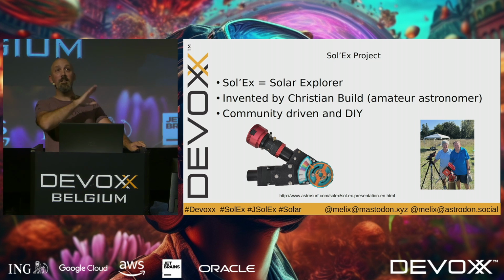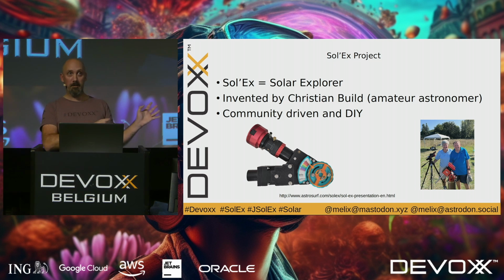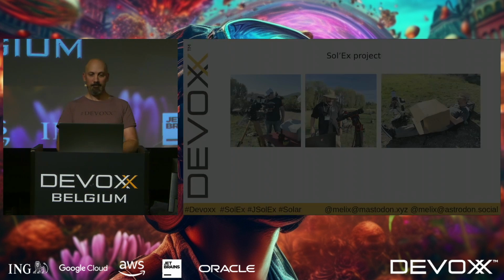I'm not saying that it is cheap. For the complete package, you would get around 1,000 euros, right? But it is much less expensive than anything else you would find in the traditional astronomic world. There's a link to the project there. I will post the slides, obviously, so don't hesitate to take a look after. There's a gold mine of science in there.